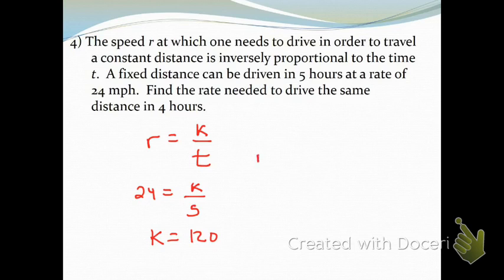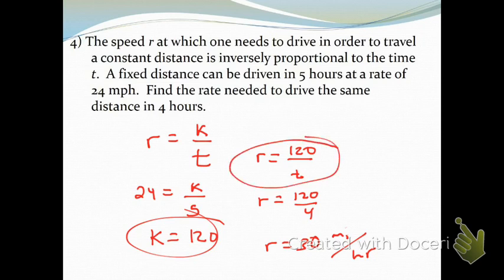Our equation would be r equals 120 over t. All right, and then the question asks, find the rate needed to drive in 4 hours. So we're going to take 120 divided by 4, which obviously we know is what? 30 miles per hour. So we found the constant, we wrote our equation, we answered the problem.